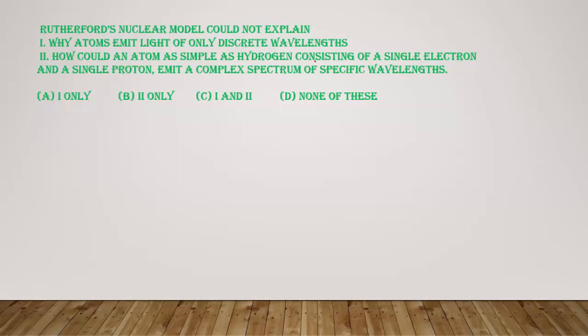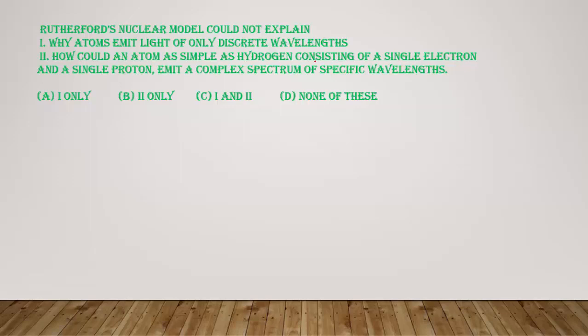According to Rutherford atomic model, the whole mass of the atom is concentrated at the center, and most of the space in the atom is empty. The size of the atom is in the order of 10 to the power of minus 10 meter or angstrom, and the size of the nucleus is 10 to the power of minus 15 meter. The nuclear model could not explain why atoms emit light of only discrete wavelengths, and it could not explain why hydrogen, consisting of a single electron and a single proton, emits a complex spectrum of specific wavelengths.